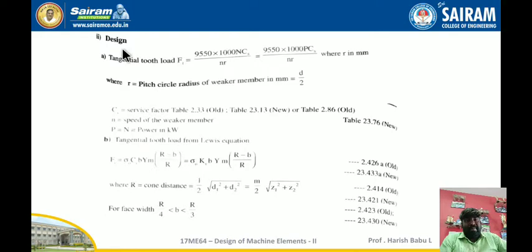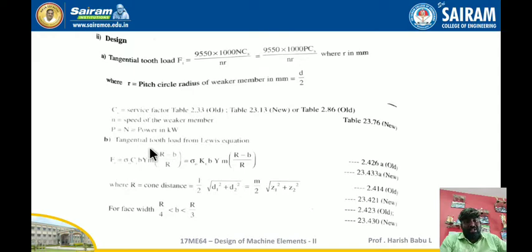The next step will be design. Again you're going to have two things: one is the tangential tooth load using the formula, and the second one will be based on the Lewis form factor. Tangential tooth load Ft is equal to 9550 into 1000 into P into Cs divided by N r. Cs will be the service factor that has to be taken from the table, P will be the power, N will be the RPM, and r will be the radius of the weaker member.